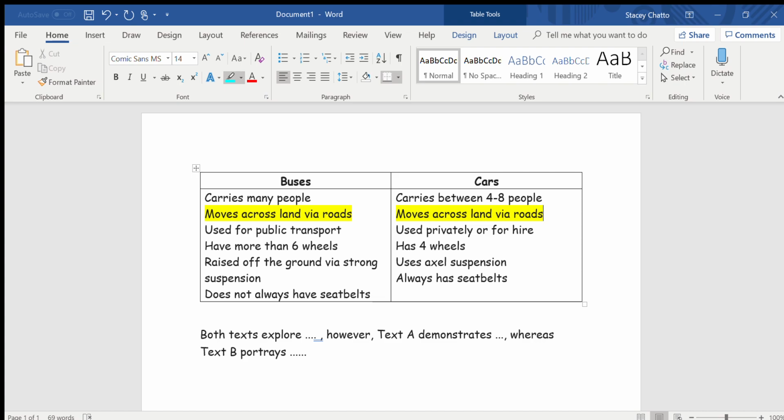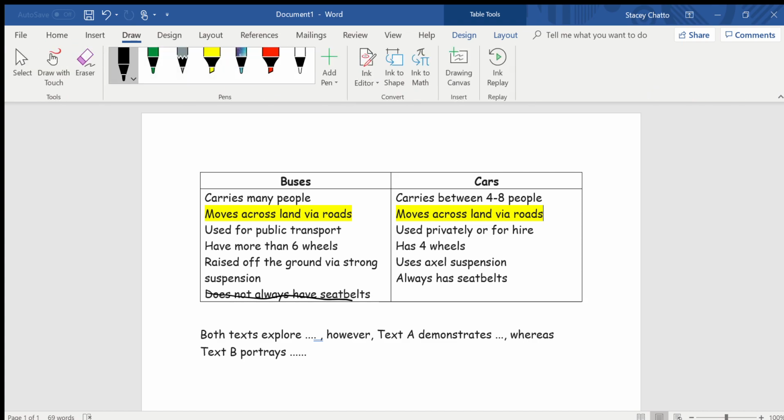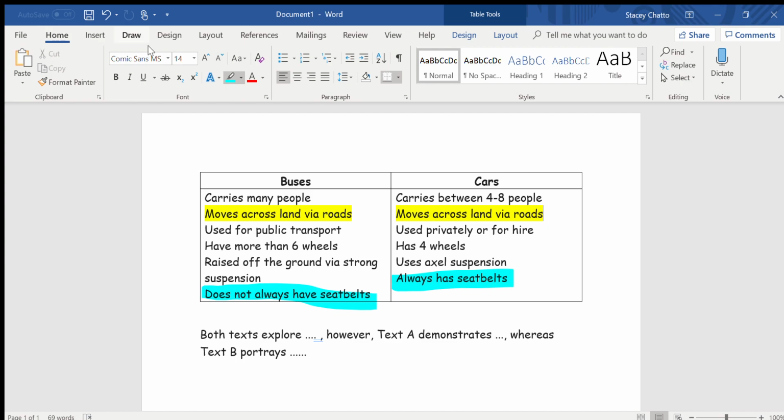Which one shall we use? Let's use the seatbelt. Oh, what did I do? Sorry, guys. Erase that. Let us use this and say does not always have seatbelts and always has seatbelts. We're going to now turn this into a sentence using the little structure that I've put below.